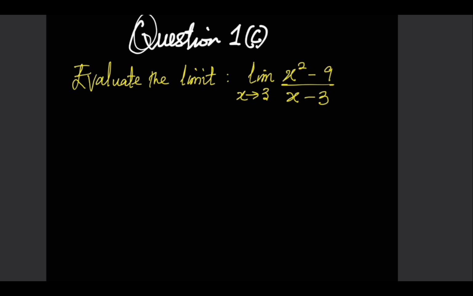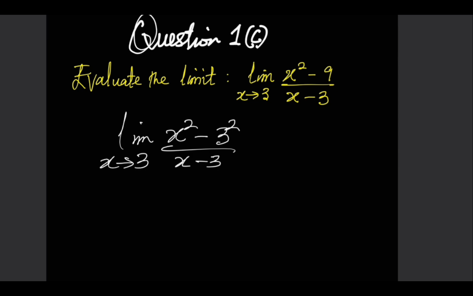Now let's look at the numerator. This numerator you're seeing here is what we call a difference of two squares. What I mean is that x squared minus 9 can be expressed as x squared minus 3 to the power of 2. I hope that is clear. Then we repeat the denominator, which is x minus 3, as x tends to 3.